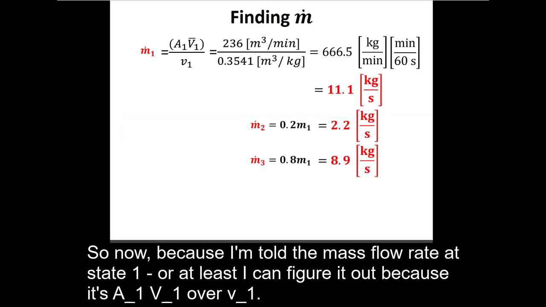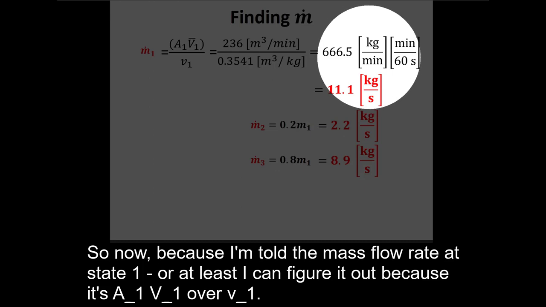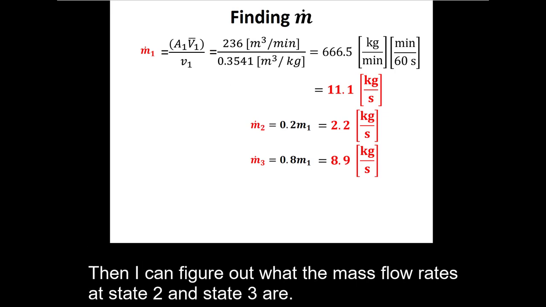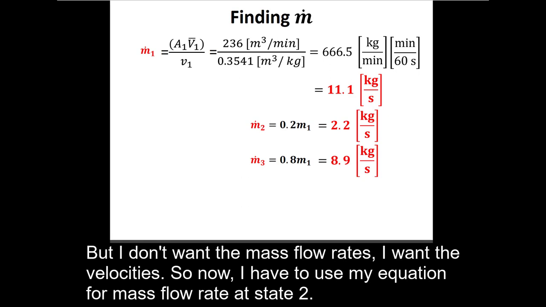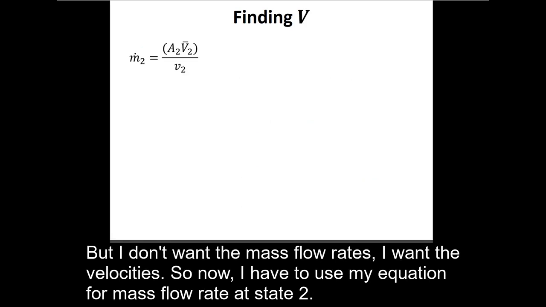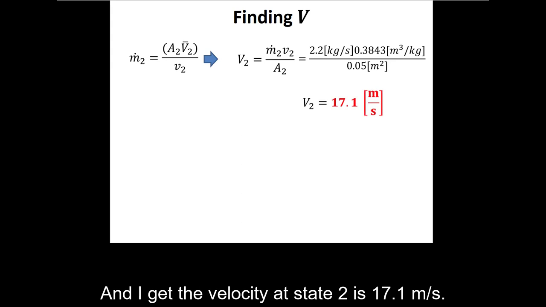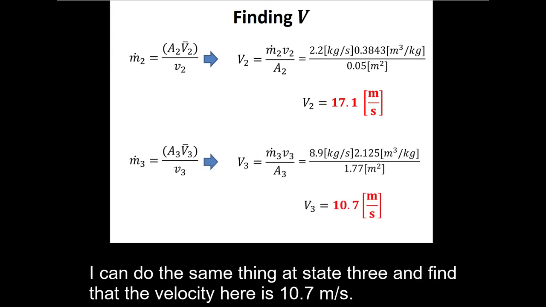So now, because I'm told the volumetric flow rate at state 1, or at least I can figure it out because it's A1 V1 over little v1, then I can figure out what the mass flow rates at state 2 and state 3 are. But I don't want the mass flow rates, I want the velocities. So now I have to use my equation for mass flow rate at state 2. I can isolate for the velocity at state 2. I put the known information into my calculator and I check my units. And I get the velocity at state 2 is 17.1 meters per second. I can do the same thing at state 3 and find that the velocity here is 10.7 meters per second.